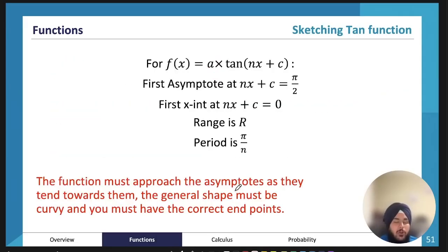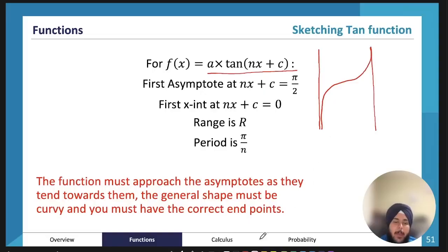We're not going to go through sketching sine and cos in depth, due to time restrictions, but we will have a look at the tan function quickly. Sketching tan is a little bit different. If we have a function like f(x) = a tan(nx + c), which is a general form, tan functions are going to have asymptotes because they're undefined at certain locations. Undefined means they can't reach that value. They will get really close to it, but they will never actually reach it.